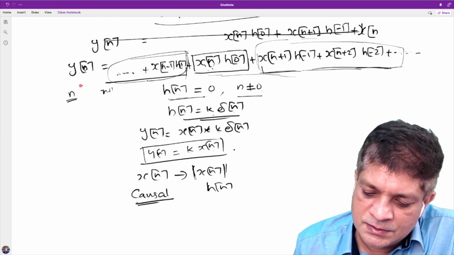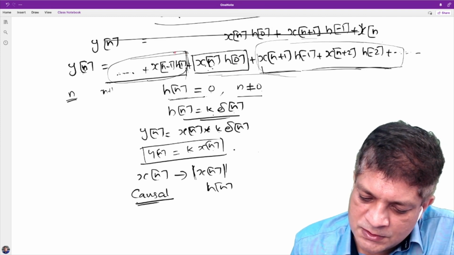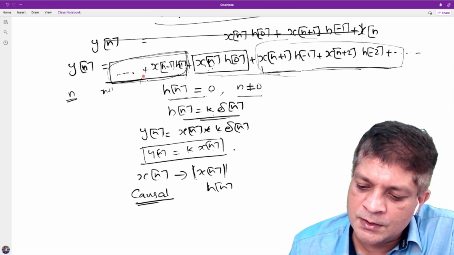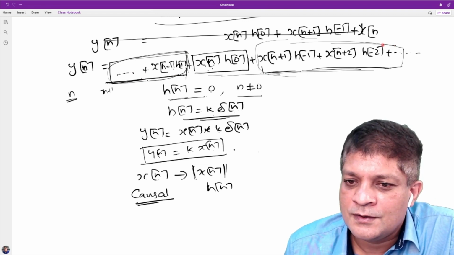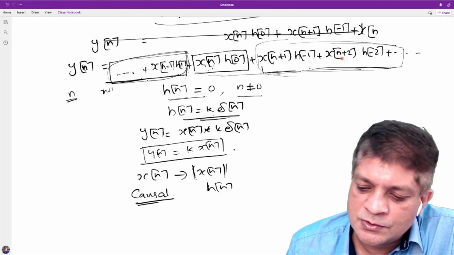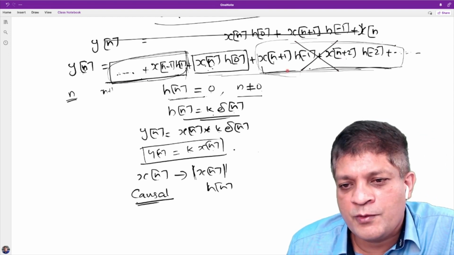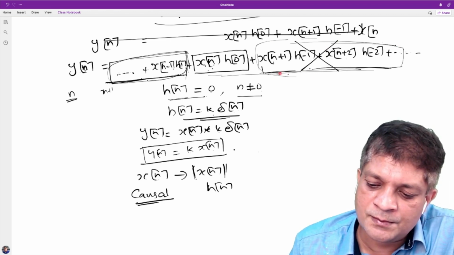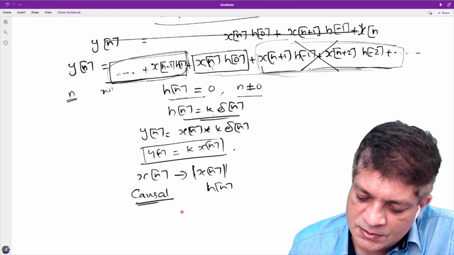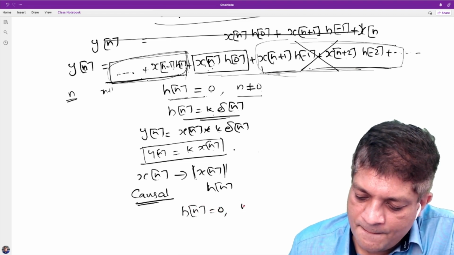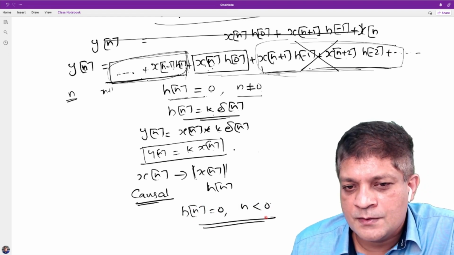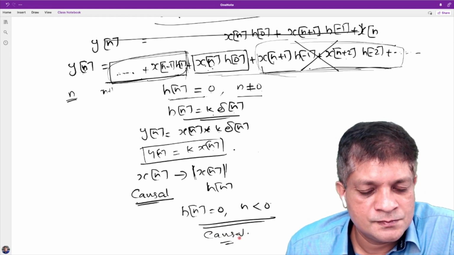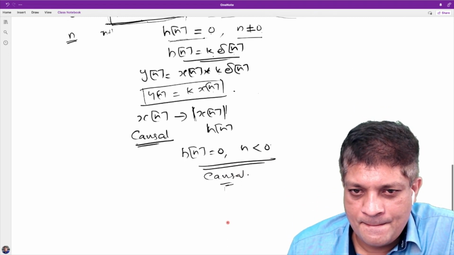So if you consider this summation, you can see that these are past values, isn't it? x[n minus 1], next term is x[n minus 2]. These are past values, but these are future values of the input, n plus 1, n plus 2. So this term should be 0 for all the values of n. Then we can say that the system is a causal system. This term should not come in the summation. This should be 0. That condition is h[n] is 0 for n less than 0. Then we can say that the system is causal. Is it the condition? Yes, sir.